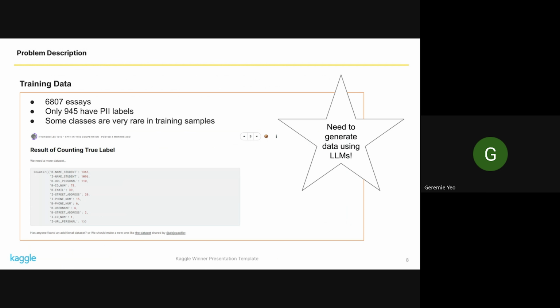The competition data provided us with about 7,000 samples for training. However, most of the data have no PII labels, and rare labels such as phone number are barely present in both the training data and the public leaderboard. As such, there's a need for us to generate our own data using large language models to augment the competition data and improve the training performance, or let the models learn better.